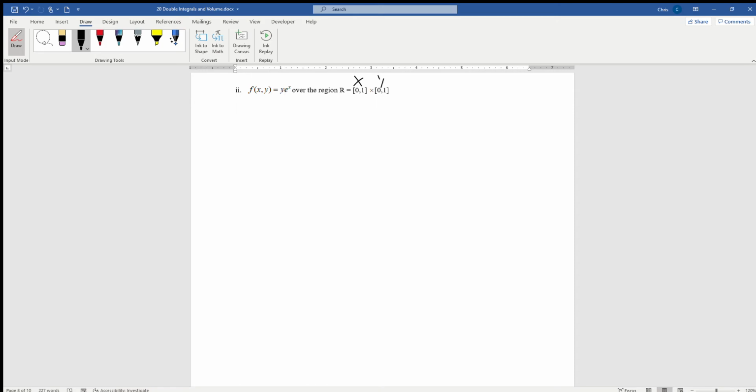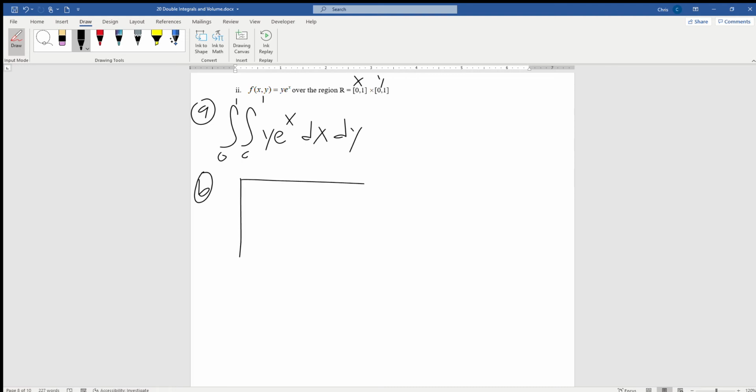Remember, part A from the previous example was to develop an iterated integral to represent the volume. So that's going to be the double integral 0 to 1, 0 to 1, y e to the x, dx dy, just to make it easy. We're going to use the midpoint rule, and to use it, we're going to start by constructing an xy plane.